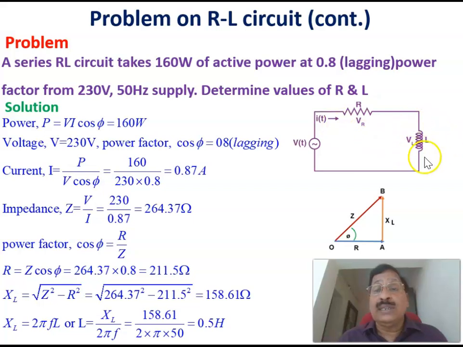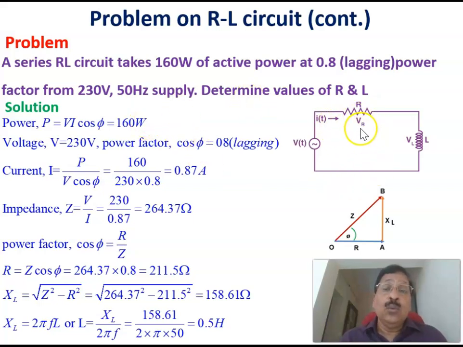To find R and L, the power consumed is 160 watts and the power factor is 0.8 lagging. The voltage is 230 volts and the frequency is 50 hertz. The real power equation is VI cos phi, which is given as 160 watts, with V equal to 230 volts and power factor equal to 0.8. From this equation, you can calculate the current. The current equals the active power P divided by voltage into power factor. We get 0.87 amperes.